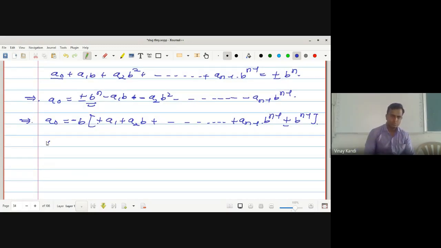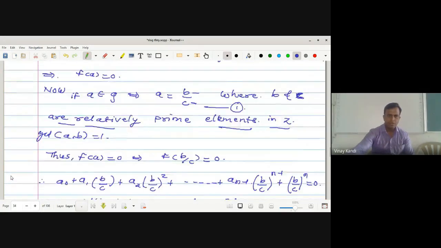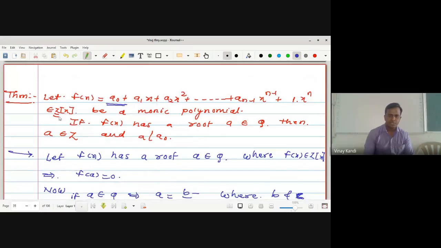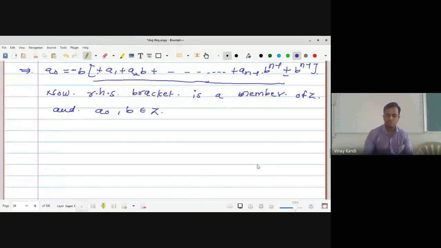Now the right hand side, okay, bracket is a member of Z. हा तुमचा काय, member of Z. Okay, and a naught and b are also members of Z. पहा इथे, हा पॉलिनॉमियल कशातला आहे, Z of x, म्हणजे हा a naught कोणता मेंबर आहे, Z चा मेंबर आहे. ओके, इथे काय प्रूव्ह केलंय आपण, b हा कोणता मेंबर आहे, आधीपासूनच b belongs to Z आहे. ओके, so here a naught and b also belong to Z.